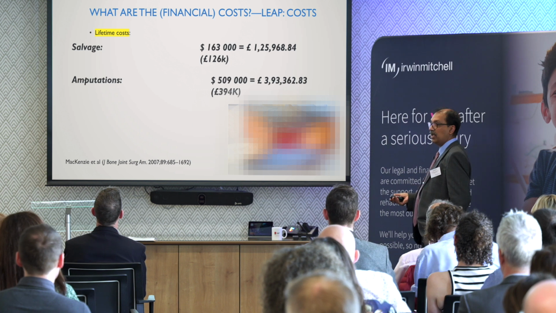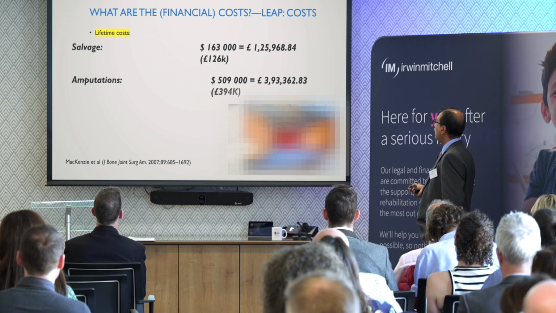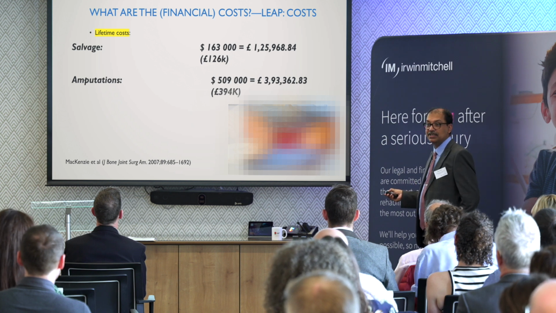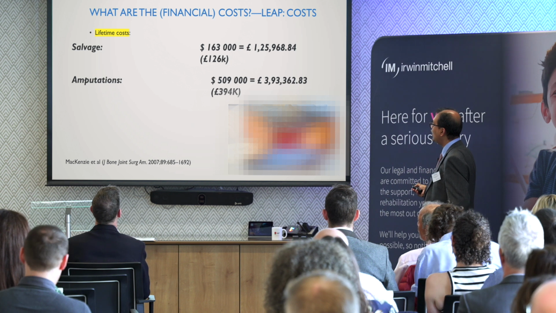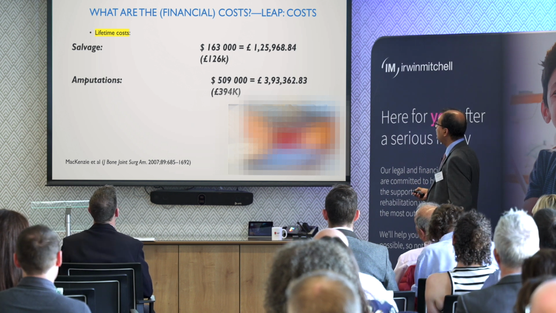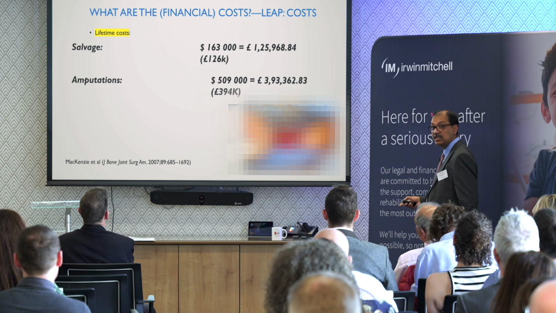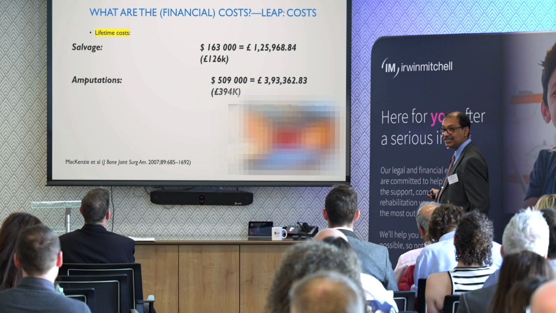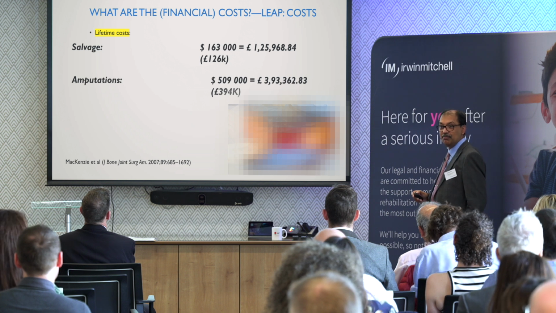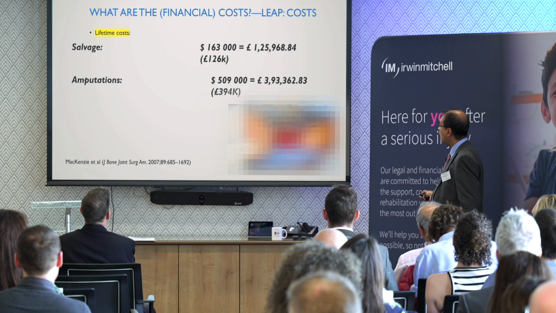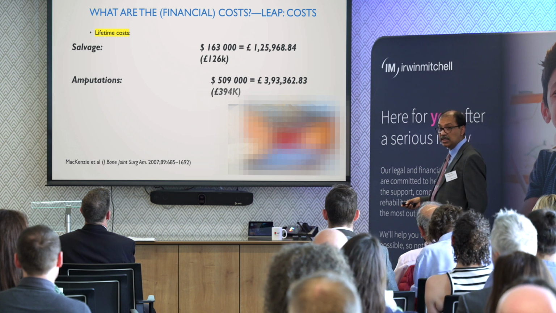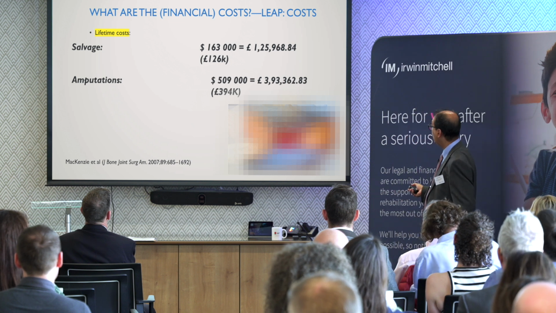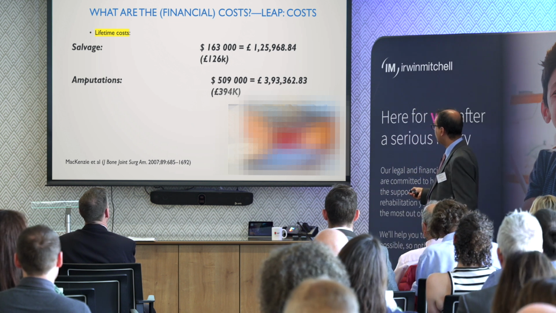Financial cost, important. They found it in dollars, obviously. I changed it with the Google converter to pounds. This is the pound per year, salvage, and amputation is more. So this is very interesting. Amputation people are costlier than the salvage people, possibly because this has included the prosthetic part as well for their lifelong prosthesis provision. It's quite a bit of difference actually.